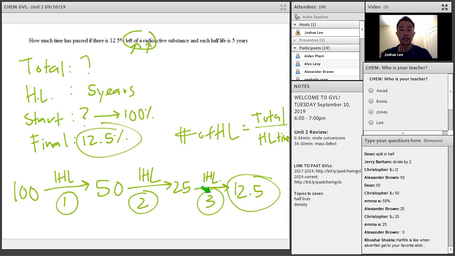So now you know how many half-lives there are. So you have 3 equals the total time you waited. And how long was each half-life? 5 years. Then you could just solve for the total time, and that ends up being 15 years.